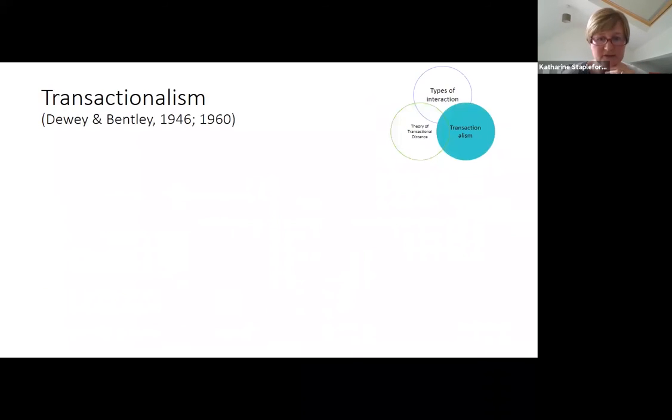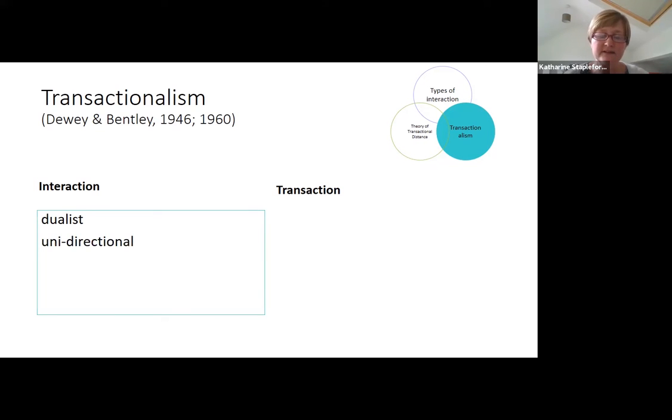Finally, the third element of the theoretical framework is transactionalism. And that was the theory proposed by John Dewey, along with Arthur Bentley. A key concept of transactionalism is the distinction between interaction and transaction. Now, Dewey saw interaction as dualistic, where one element has an impact on another. So, for example, the learning material might have an impact on the learner, and that's a unidirectional action.